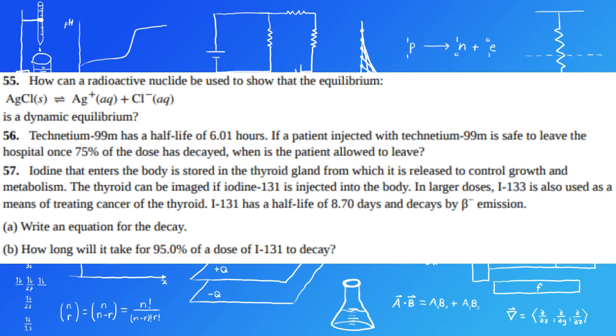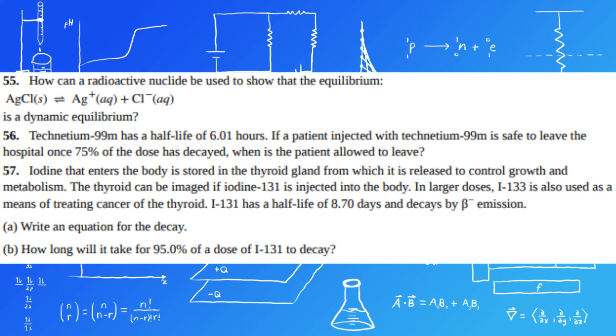If you don't want to just go through the motions and memorize how to do chemistry mechanically and you actually want to understand it. Anyway, number 56, technetium-99m. What does the m stand for? Oh well, they'll probably explain it. Technetium-99m has a half-life of 6.01 hours. If a patient injected with technetium-99m is safe to leave the hospital once 75% of the dose has decayed, when is the patient allowed to leave?